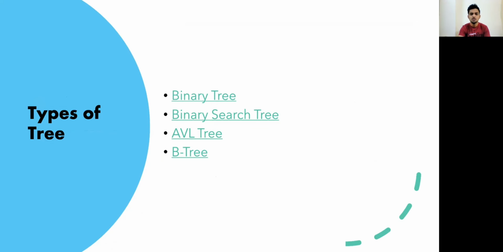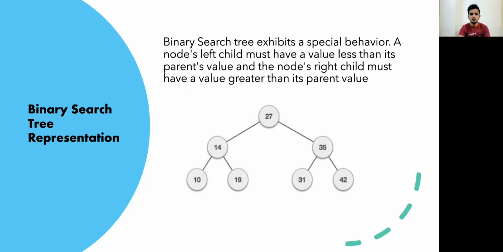There are four types of tree structures. They are binary tree, binary search tree, AVL tree, and B tree. Now let us see what is a binary search tree. The binary search tree exhibits a special behavior, that is, a node's left child must have a value less than its parent's value, and the node's right child must have a value greater than the parent's value. In the diagram below, you can see the representation of a binary search tree.